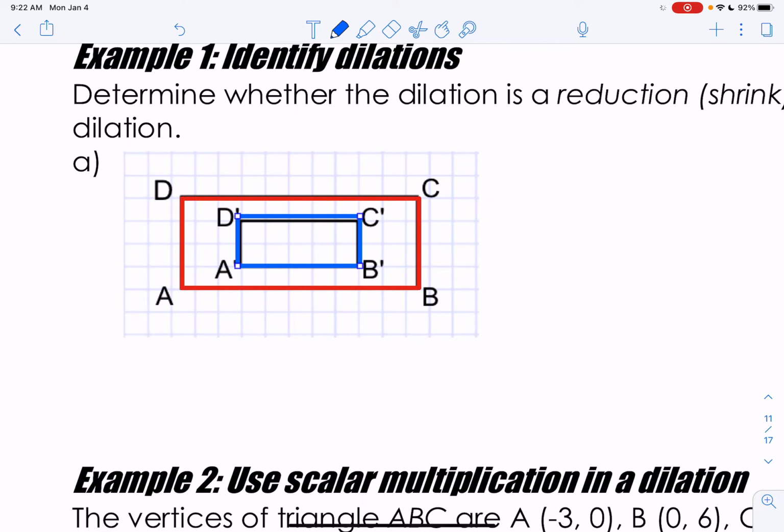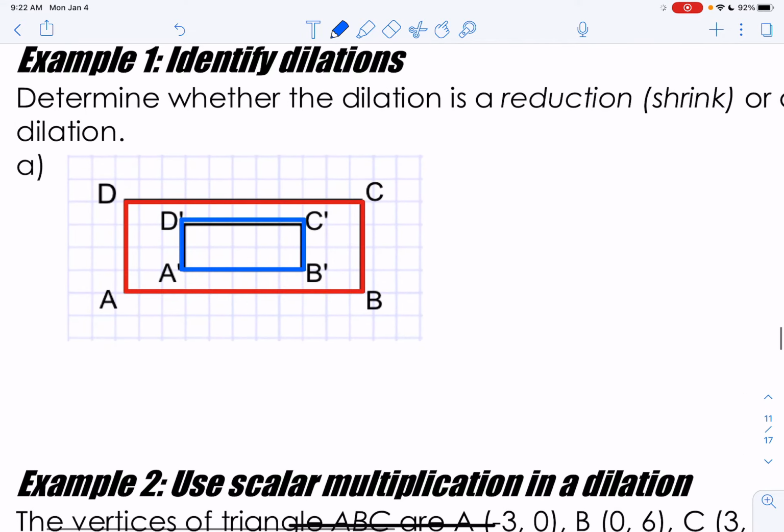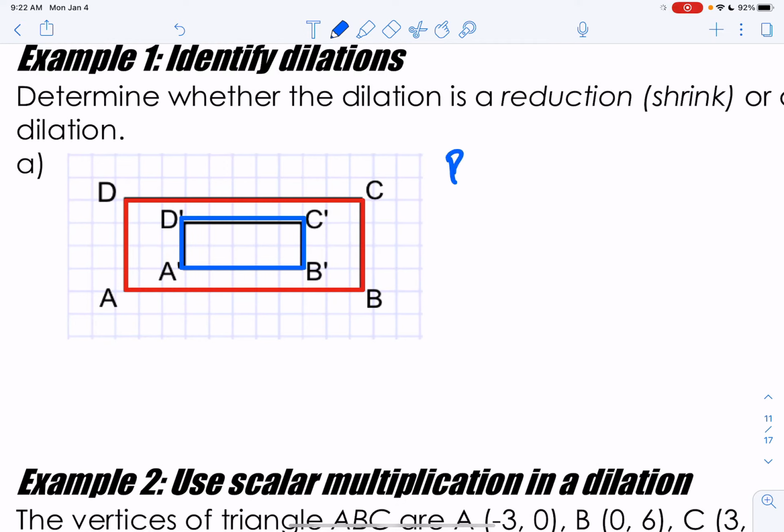Just looking at these two, before we even look at the scale factor, we can tell: as I move from red to blue, as I went from pre-image to image, did I get bigger or did I get smaller? Well, obviously in this case, we got smaller. So this is going to be an example of a reduction, because that red rectangle got smaller as I moved to the blue one. All right, so the next thing I want to do here is determine the scale factor.